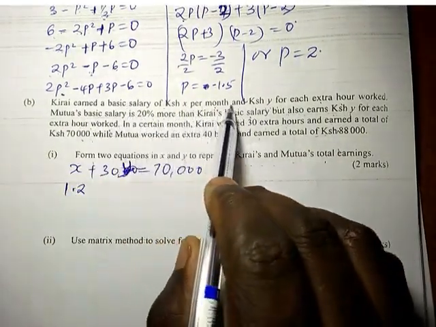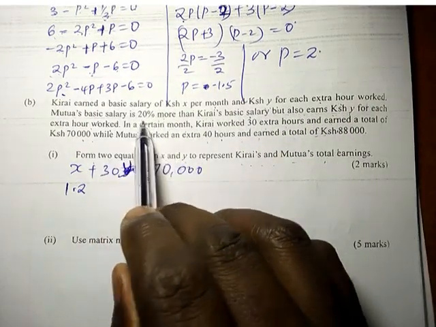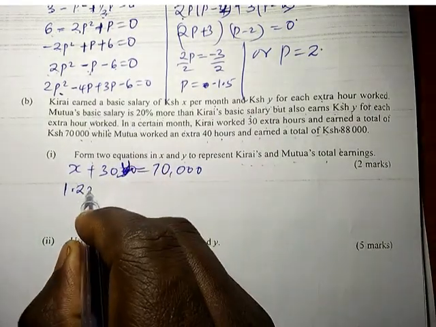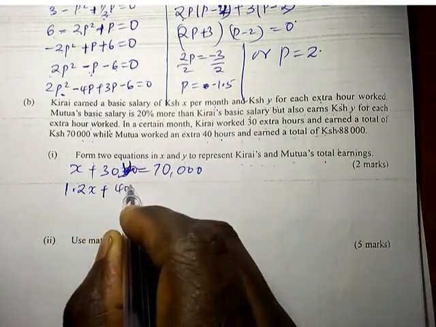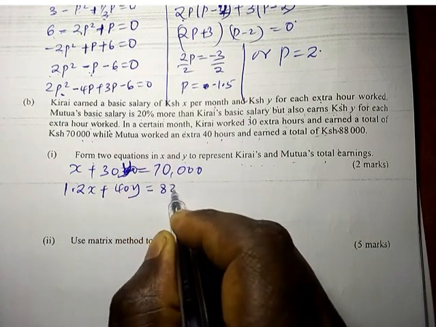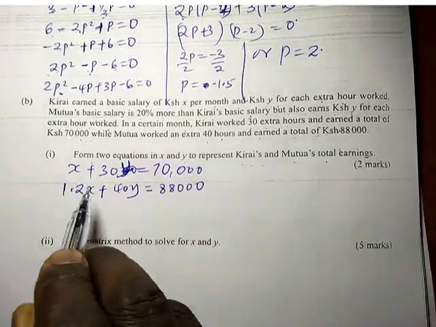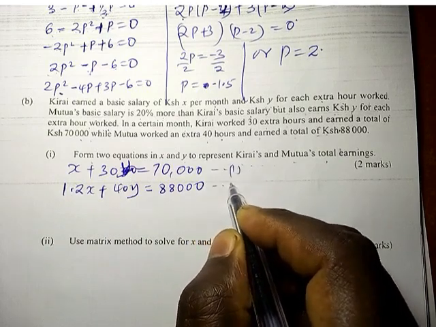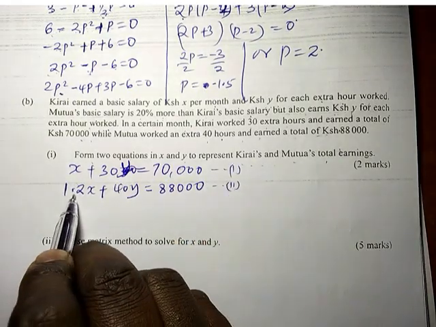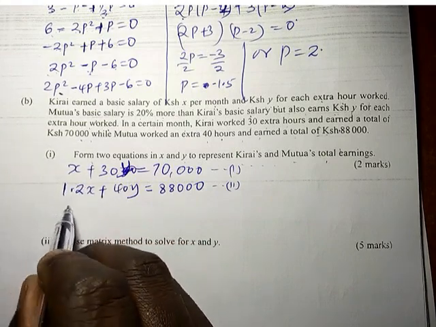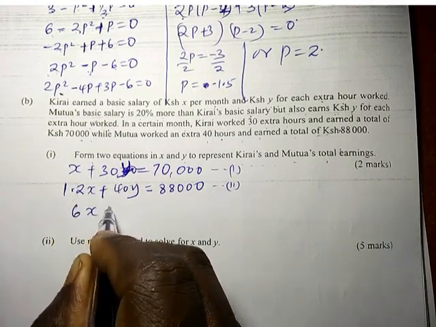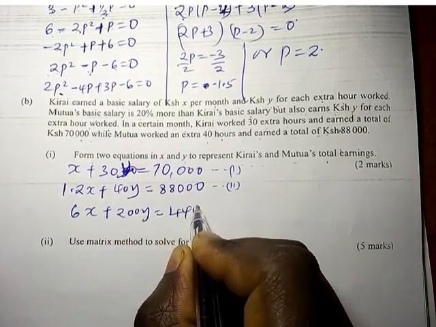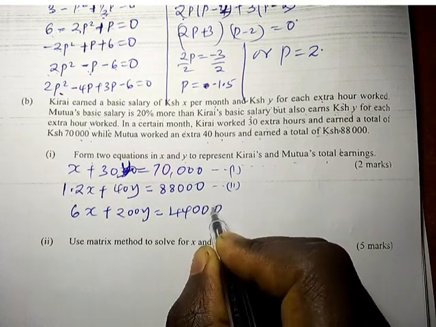Basic salary 120 over 100, x plus 40y equal to 88,000. So these are the two equations, but I can remove this decimal here. That one will give me 6x plus 200y equal to 44,000.